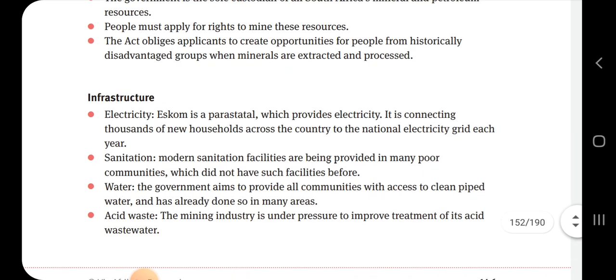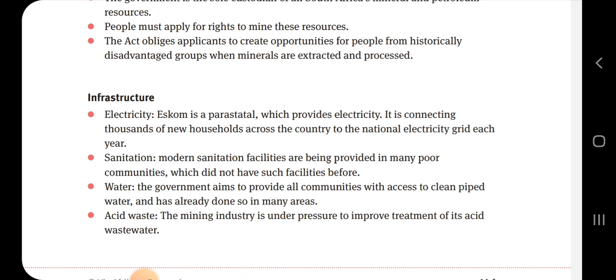So let's talk about infrastructure. What are other infrastructural developments that took place in black communities? There is electricity, there is sanitation, there is water, and there is acid waste in our townships. Electricity: Eskom is a parastatal which provides electricity. Okay, a parastatal is a state-owned business.